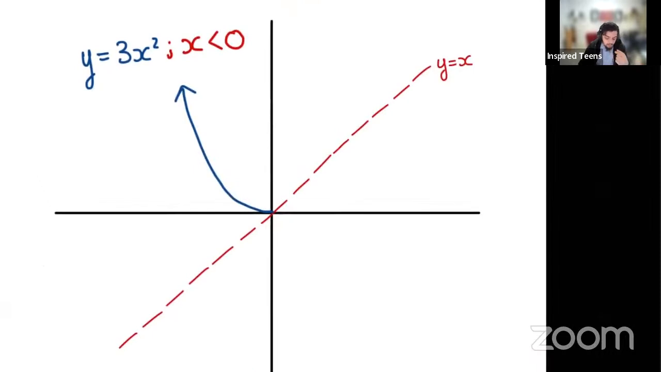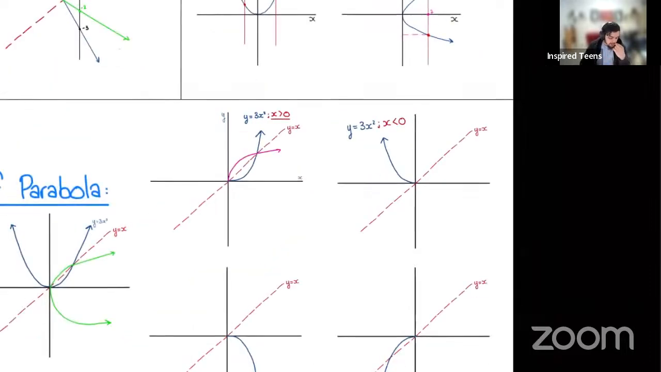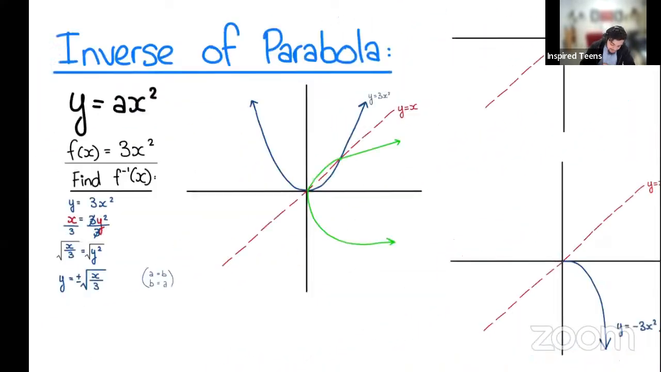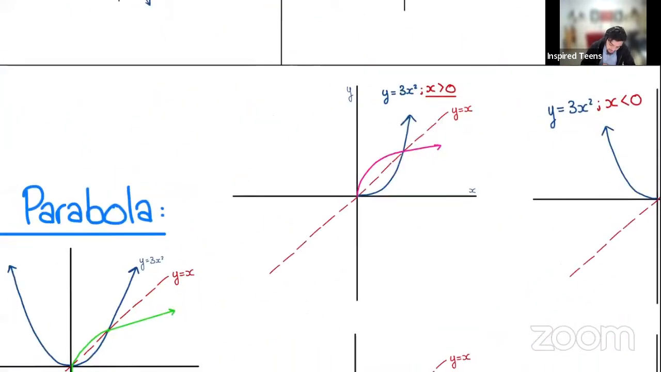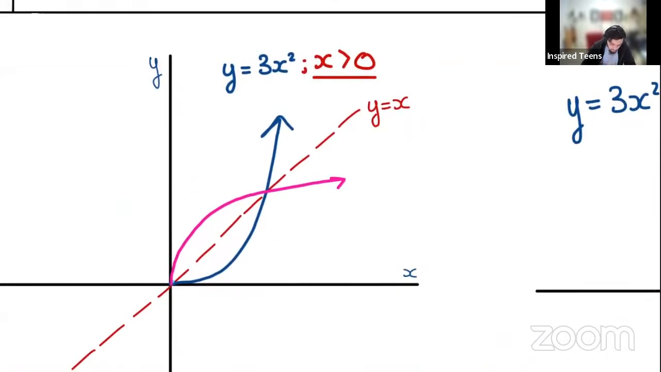So what happens if we do y is equal to 3x squared? Okay, and actually, by the way, that's why we get the plus and minus. Plus and minus root x over 3. So in this case, for the regular function y is equal to 3x squared, x is greater than 0. Here we have y is equal to root x over 3, and it's actually positive. It's the positive root x over 3, and of course you can see that y is positive.